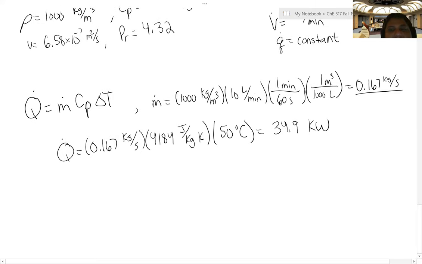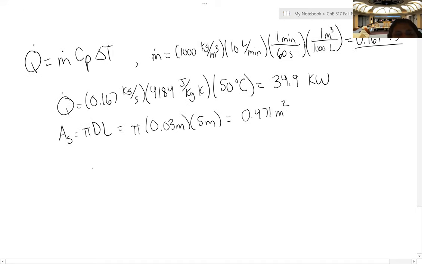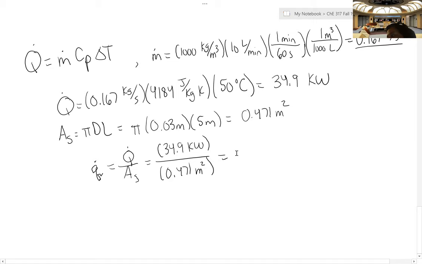Now I need to solve for my heat flux because I know my heat flux is constant. So my heat flux is simply my heat transfer rate divided by the surface area. So I must next determine the surface area of my resistance heater. Well, that's simply pi times the diameter times the length, or pi times 0.03 meters times 5 meters, which gives me a value of 0.471 meters squared. Which means my heat flux is simply Q over A sub S, or 34.9 kilowatts divided by 0.471 meters squared. And I get approximately 74 kilowatts per meter squared.